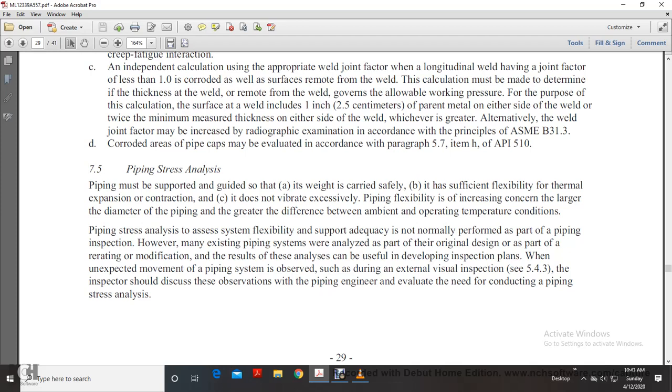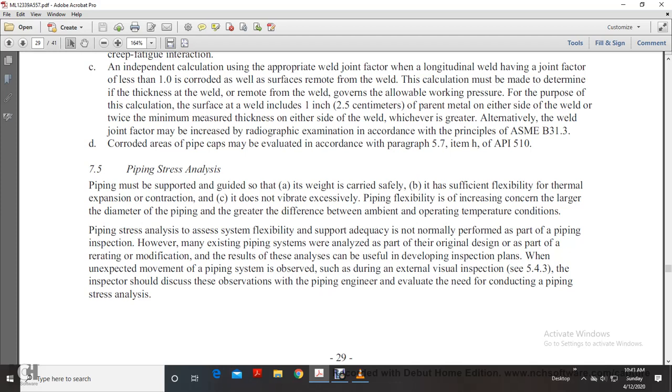Alright, 7.5, piping stress analysis. Piping must be supported to be guided, to carry its weight safely, to provide flexibility for thermal expansion and contraction, and to not vibrate excessively. Piping flexibility is an increasing concern for large diameter piping and for a greater difference between ambient and operating temperature conditions. Piping stress analysis for system flexibility and support adequacy is normally performed as part of the piping design.